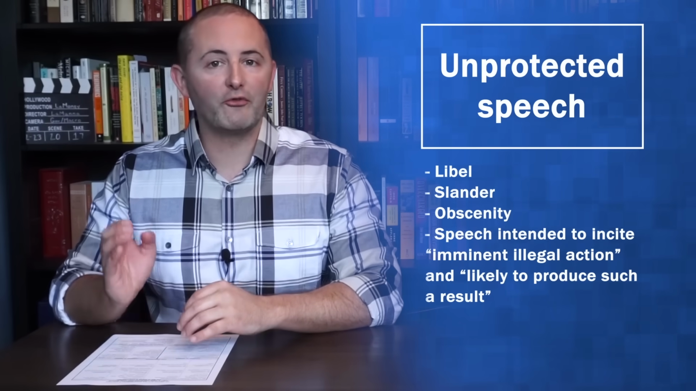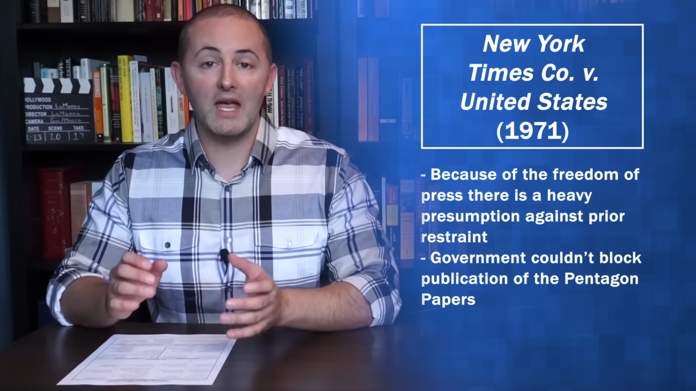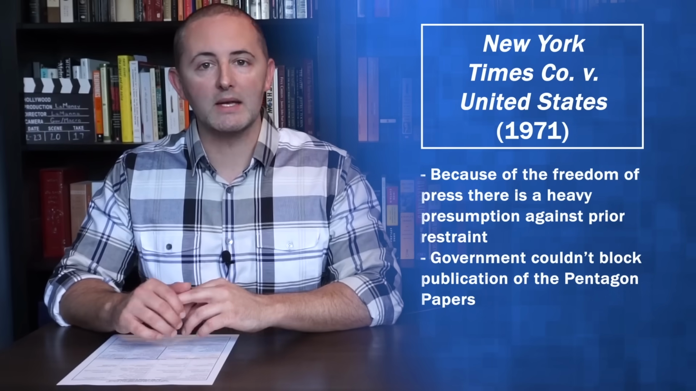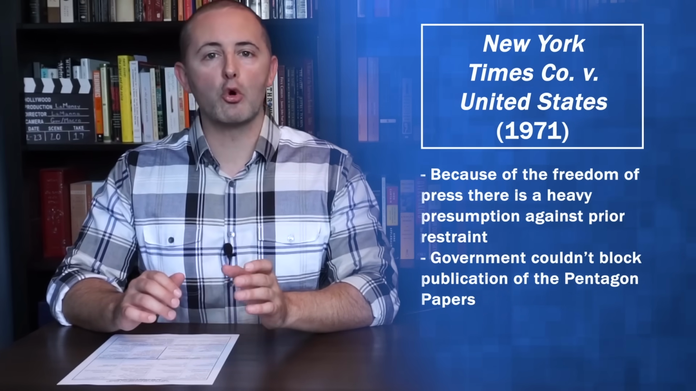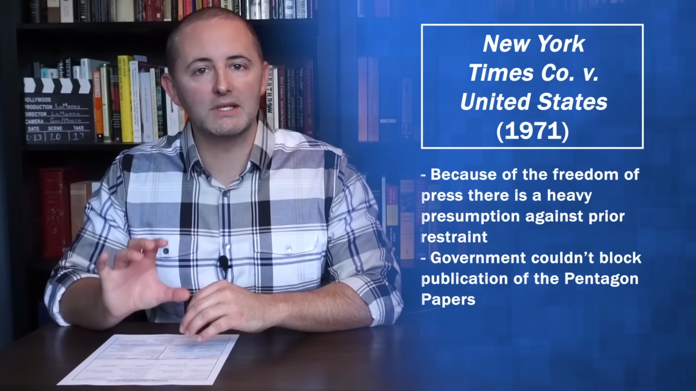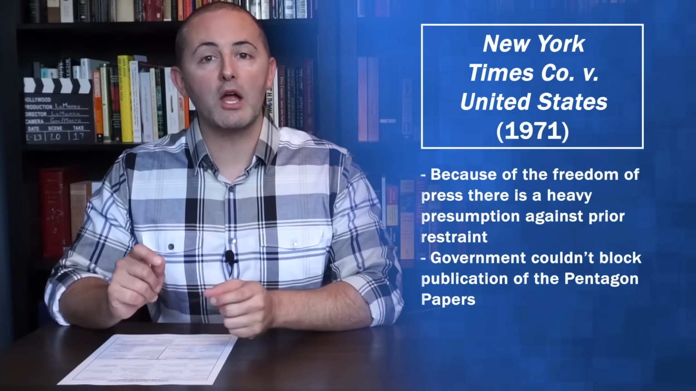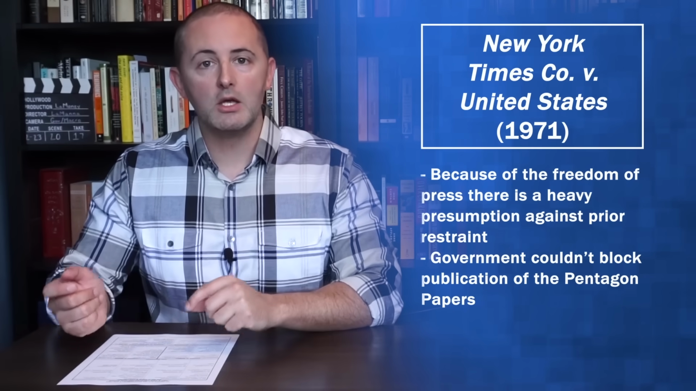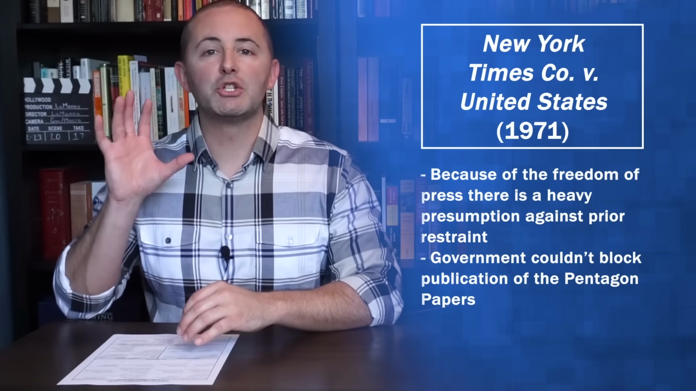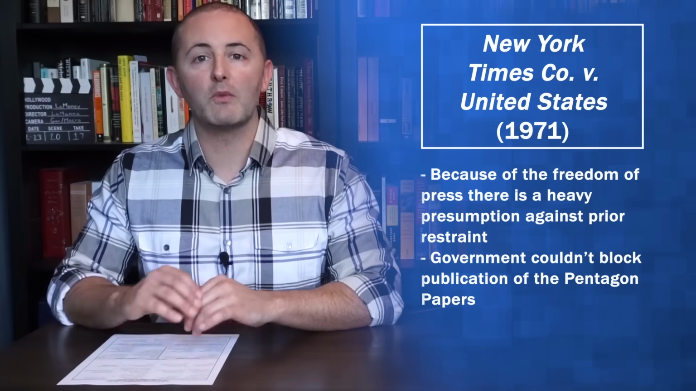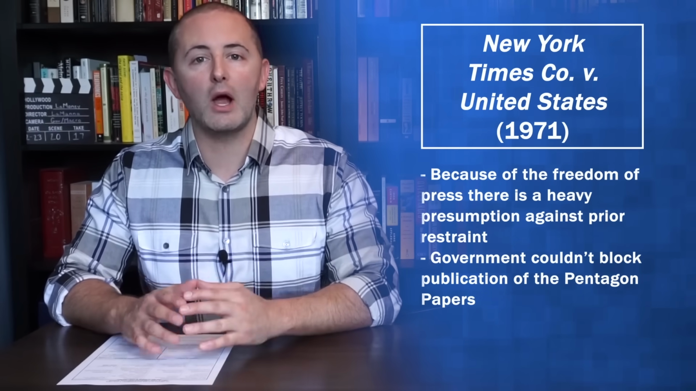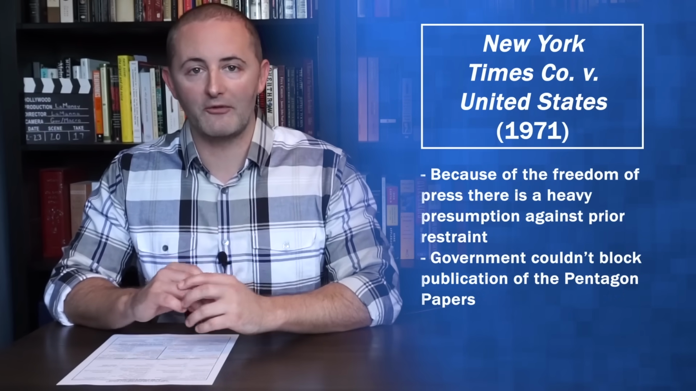Now we go right into the freedom of the press, and we have a case for that, New York Times versus the U.S. And in this case, what the Supreme Court ruled is that there is a heavy presumption against government claims of prior restraint. Prior restraint means censorship. So in other words, it is extremely difficult for the federal government to ever prove that they are right in censoring or limiting the freedom of the press.